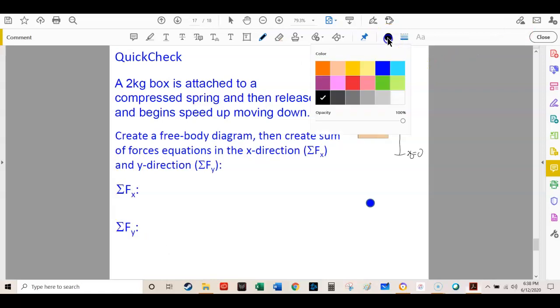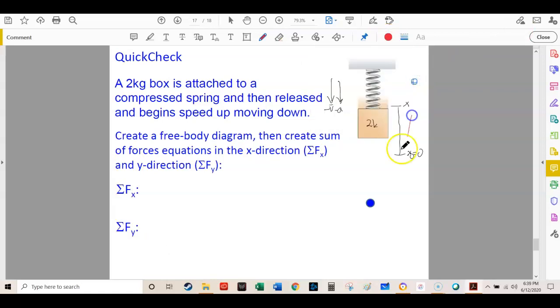Okay, we're back. We've got our dot written for us, so I'm going to draw the coordinate system right here. In the y direction, negative y is down, positive y is up. In the x direction, positive x is to the right, negative x is to the left. Let's list out what forces are acting on our object here. Our 2 kilogram object is going to have a weight vector directed in the negative y direction.